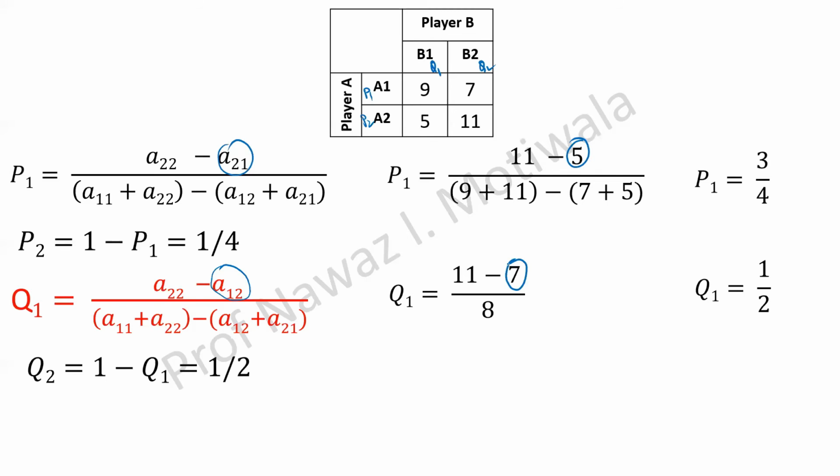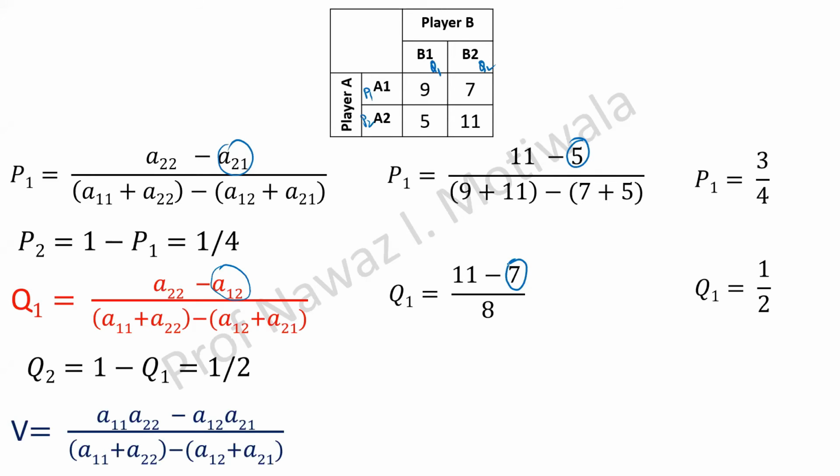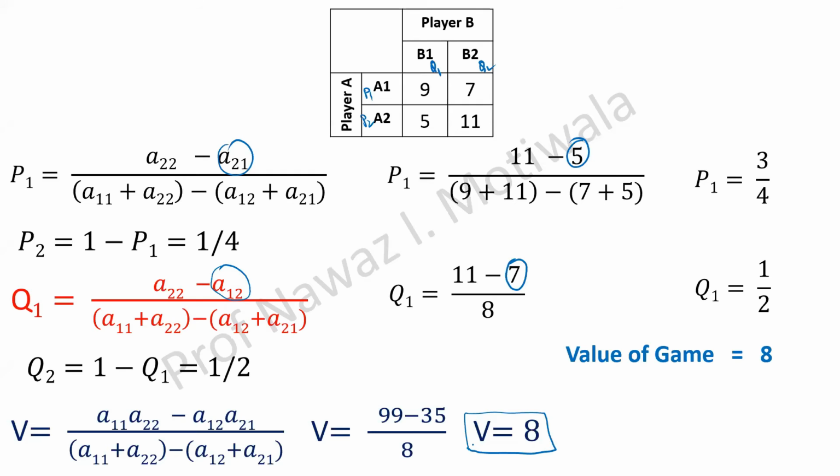The last value we are left with is the value of the game. The value of the game formula is just the determinant divided by the determinant, but with a positive sign in place of multiplication. Just substituting all the values, I get the value of the game as 8. So here I will write: value of game is 8. Okay, one answer is done.